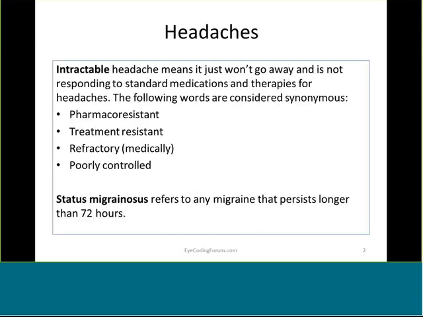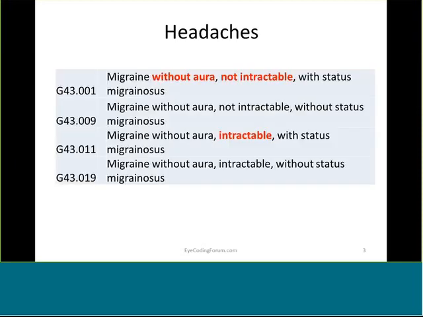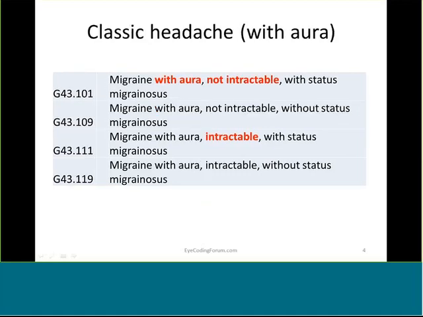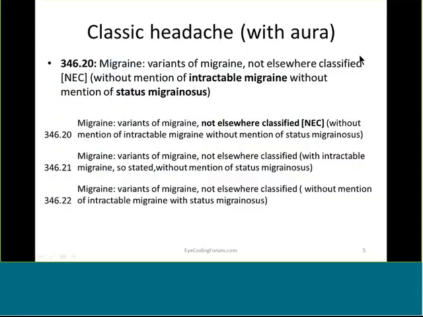So we mentioned earlier, again, the word intractable is synonymous with what we call pharmacoresistant or treatment-resistant. And then the status migrainosus is any migraine that persists longer than 72 hours. The main code here is G43, and note we have a migraine without aura, and then you need to simply fill in the flags of whether it's intractable or with status migrainosus. And then you have the migraine with aura, and again, intractable or not. So there are a total of 8 codes for that.